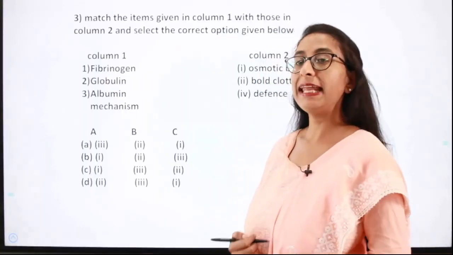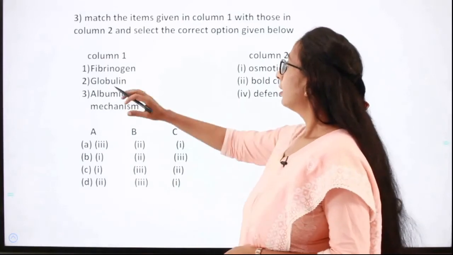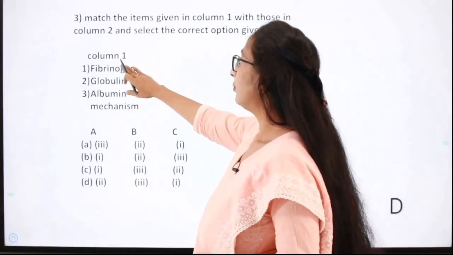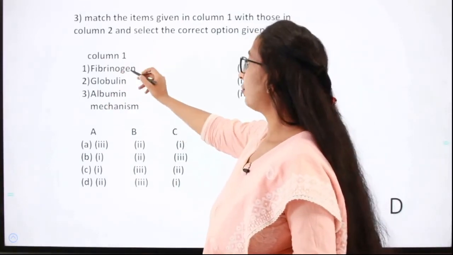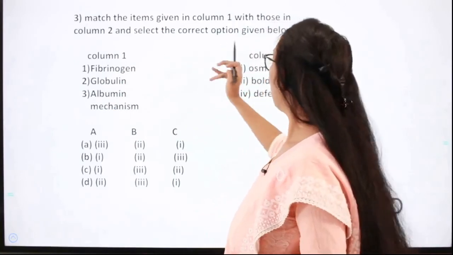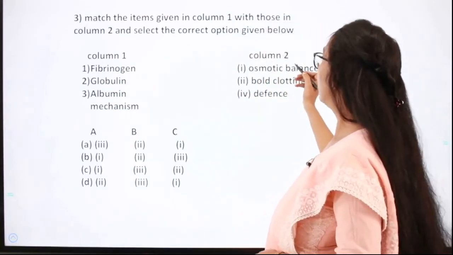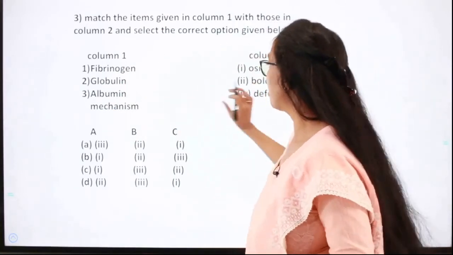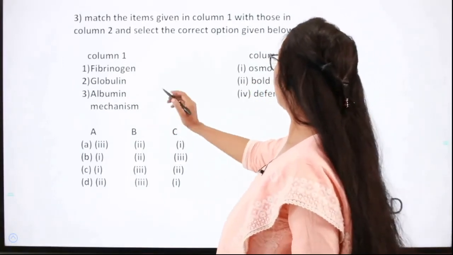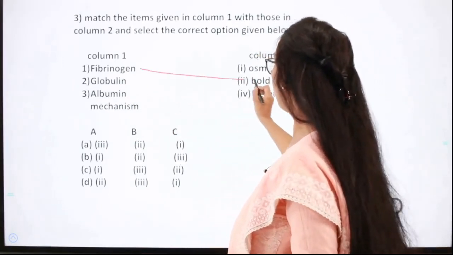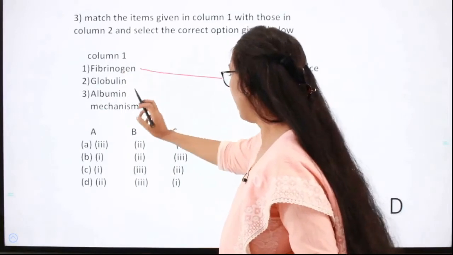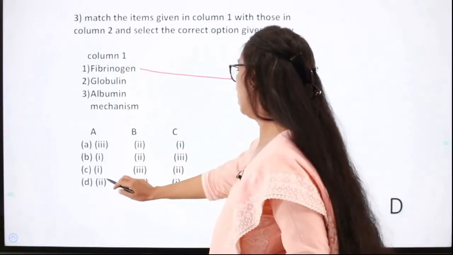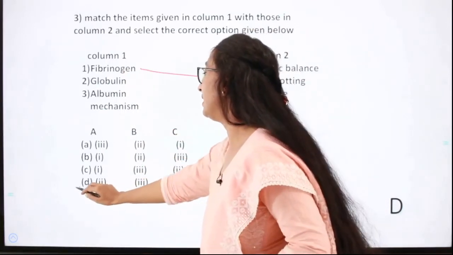Moving on to the next question. In column 1, we have the proteins present in plasma, that is fibrinogen, globulin and albumin. And in column 2, we have the functions. So this mechanism should come here, just ignore that. What is the function of fibrinogen? It is blood clotting. So for 1, we have to get 2 as the option. So D is the right answer.